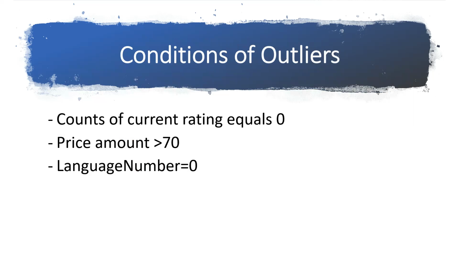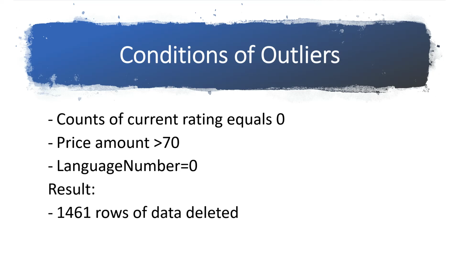There are 3 conditions of outliers. First, the count of current rating equals 0. Second, the price amount is larger than 70. Third, the language number equals 0. As a result, 1,461 rows of data are deleted in the stage of data cleaning.